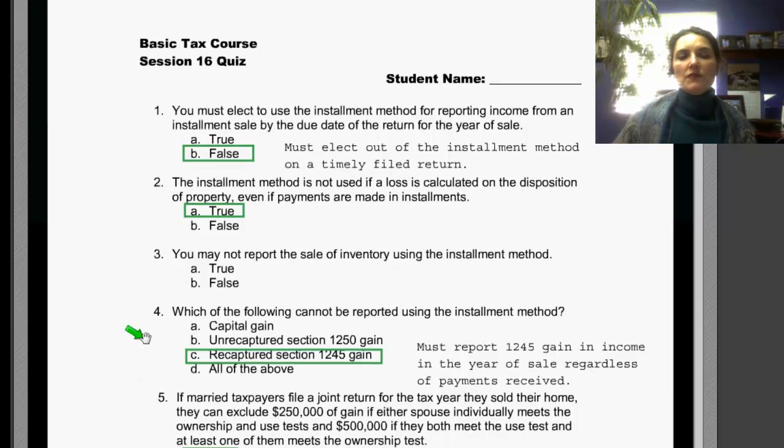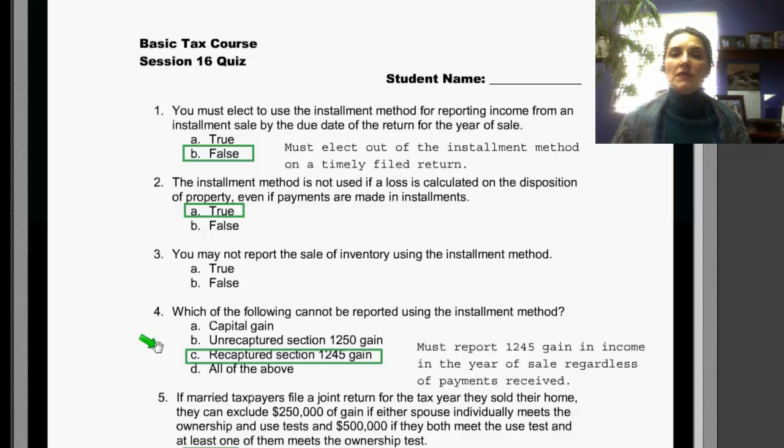Number 4, which of the following cannot be reported using the installment method? And it gives you a choice of capital gain, unrecaptured Section 1250 gain, recaptured Section 1245 gain, or all of the above. And this is something I thought I was hammering into people throughout this course, and that is that Section 1250 gain is something that does get special treatment, including under the installment method. So Section 1250 gain is taxed at a lower rate. It's given capital gain rates.